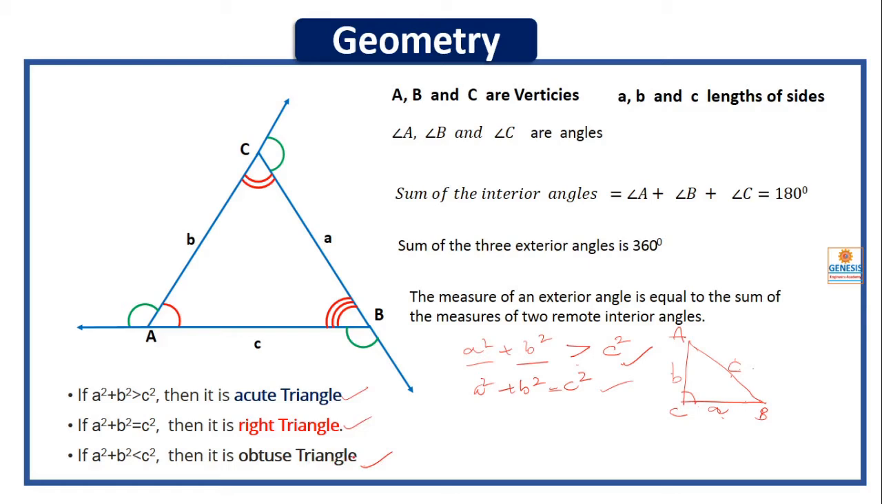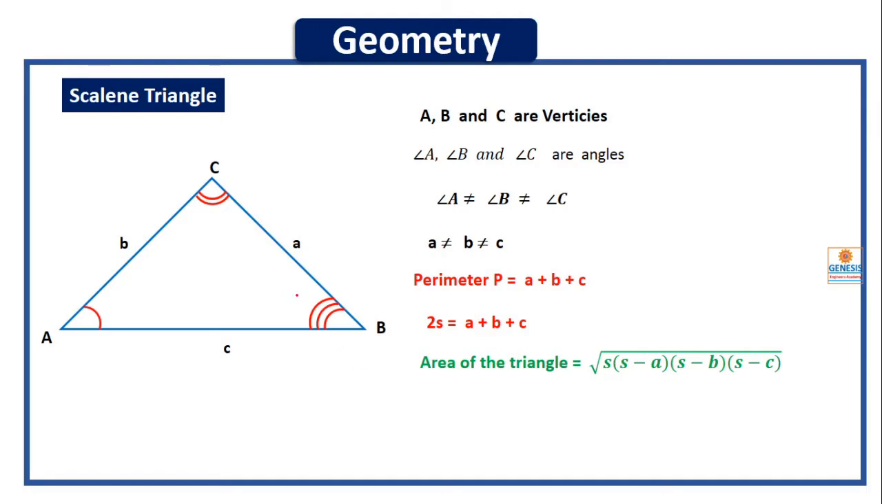Next one, you have to understand, these are the interior angles. These are the exterior angles. The sum of the exterior angles is 360. The sum of the interior angles is 180.